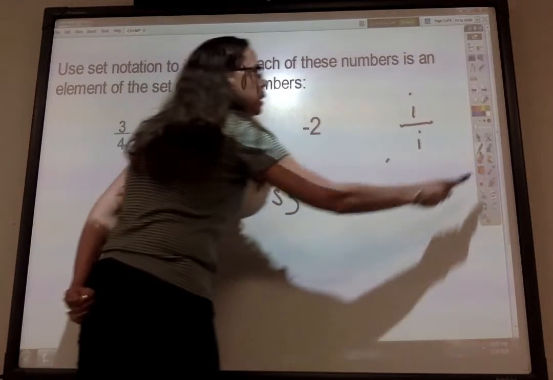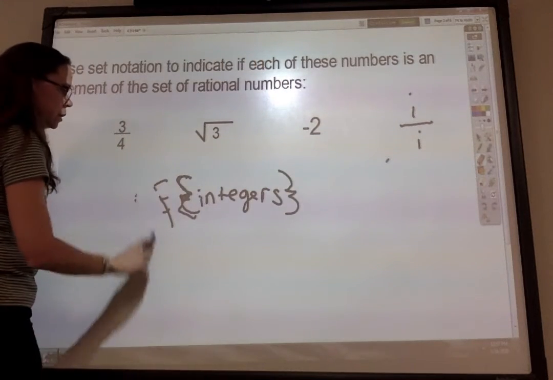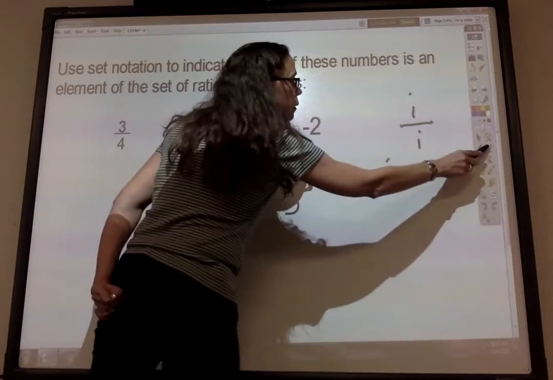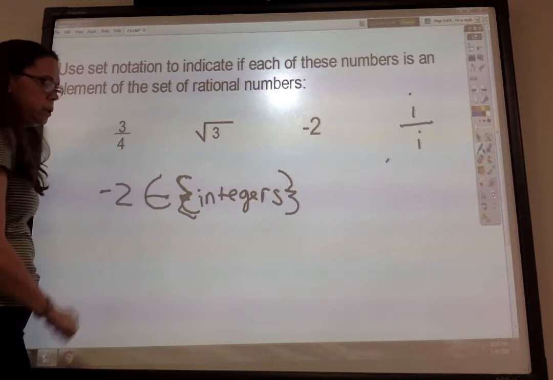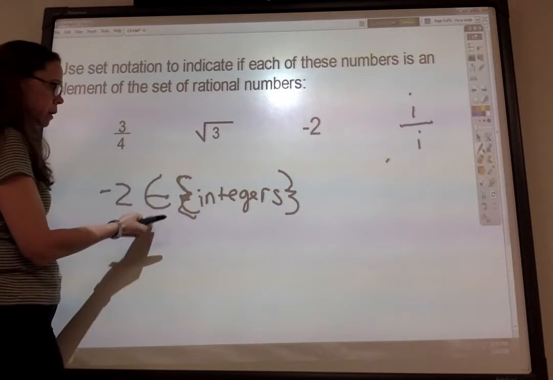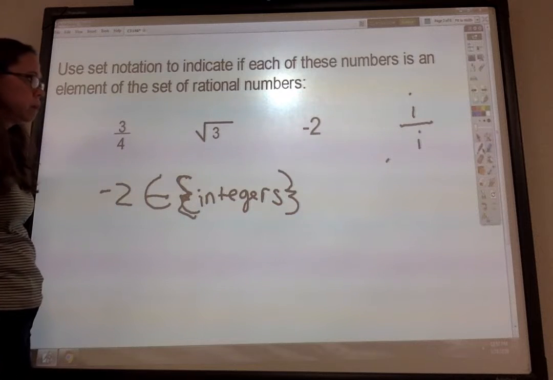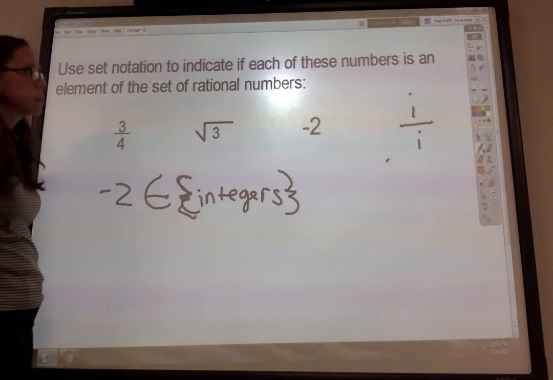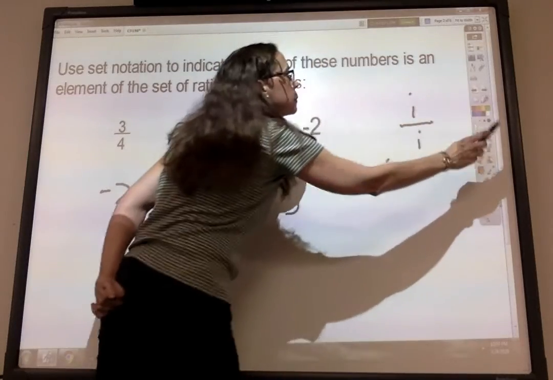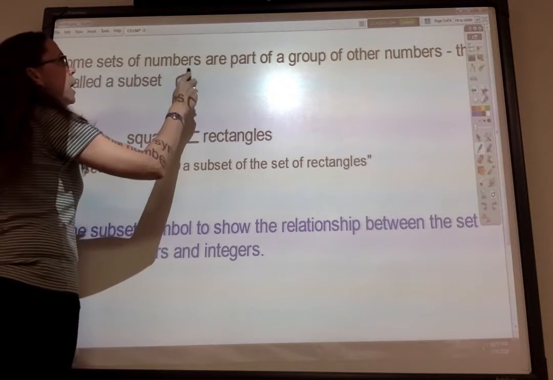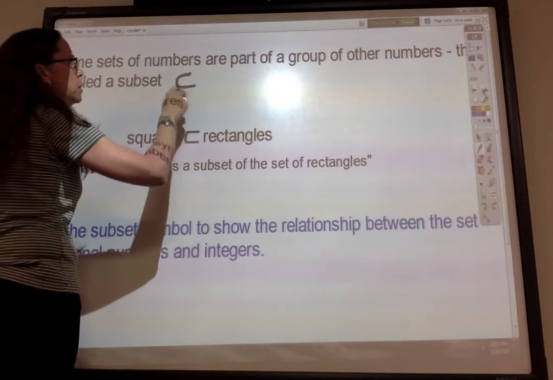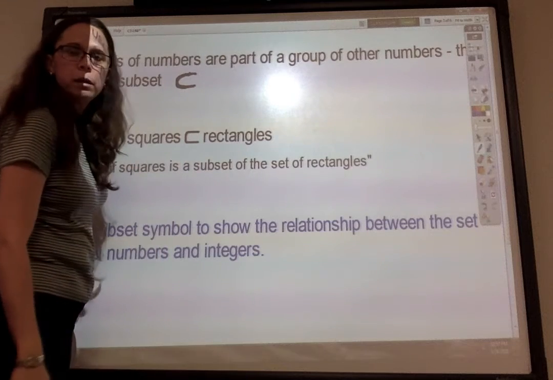Okay? Now our third example is the number -2. Is -2 part of the set of rational numbers? Hopefully you said yes, -2 is an element of the set of rational numbers. Okay? So this is how we use that terminology of elements. Okay, some sets of numbers are part of a group of other numbers. This is called a subset, okay? And we use kind of a sideways U to show subset, okay?